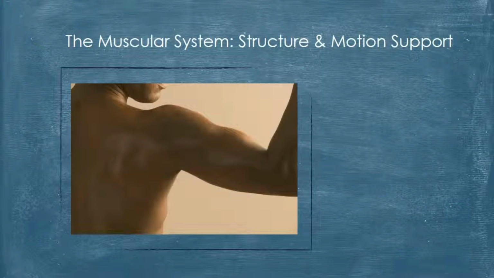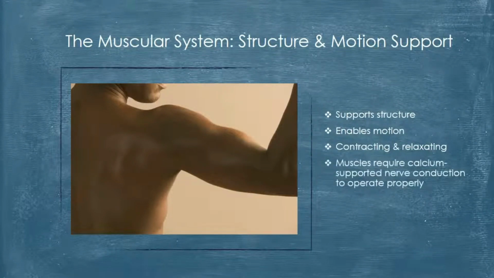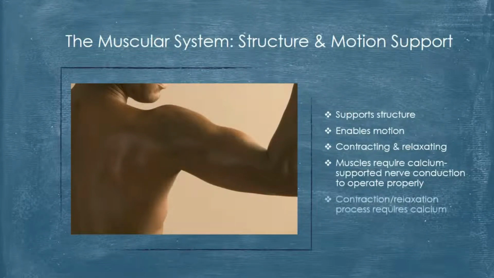The body's muscular system supports structure and enables motion. This is done by alternately contracting and relaxing certain muscle groups in set patterns. Calcium use is twofold in this system. Primarily, muscles require proper nerve conduction to operate. The nerves must carry messages from the brain to the muscles to tell them what to do. No less important is use in the contraction-relaxation process.